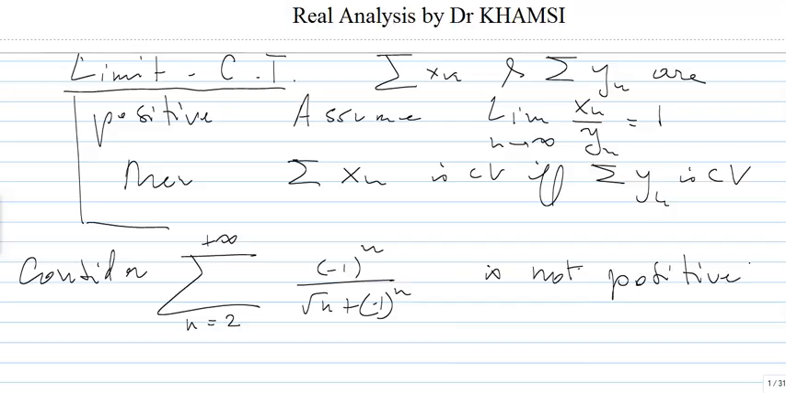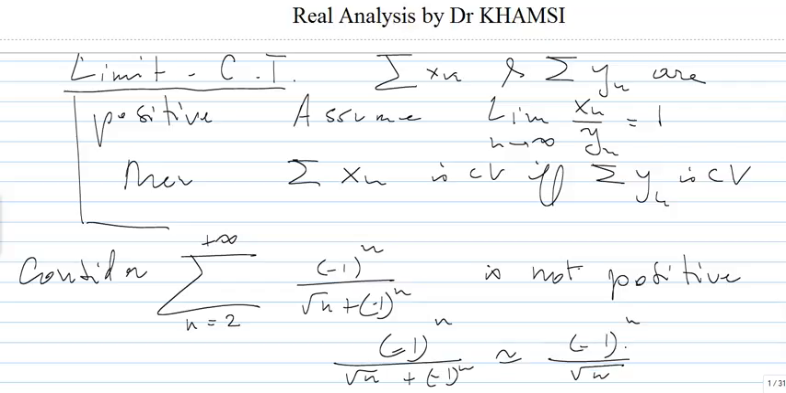And what's interesting is when n goes to infinity, we easily have that minus 1 to the n over square root of n plus minus 1 to the n is going to be equivalent to minus 1 to the n over square root of n, right? So that's why I want to study, for example, the convergence of these two series, okay?